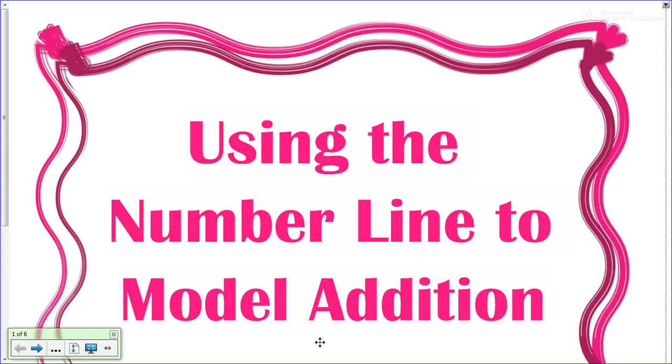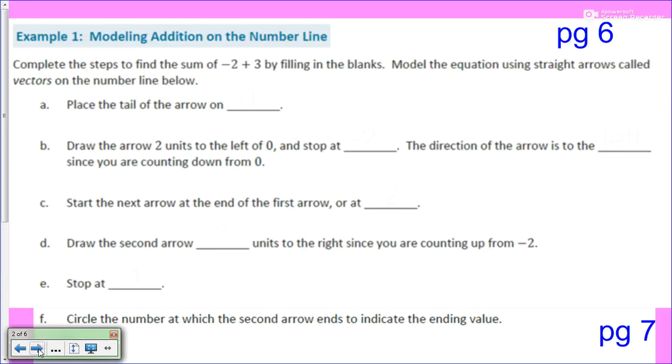Okay. Like I said, for our purposes, all of our number lines today are in our binders, so we are just going to be drawing in there. Okay, we're going to start on page 6, so please open up your binder, grab your favorite writing utensil, and find page 6, which is the start of lesson 2. Okay, we're starting about halfway down that page where it says example 1, modeling addition on the number line. All right, so we are going to try and figure out how this all works.